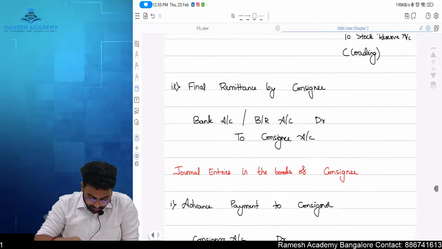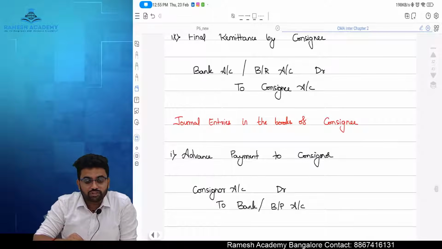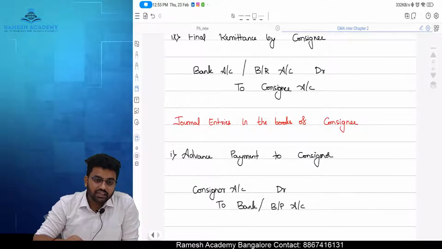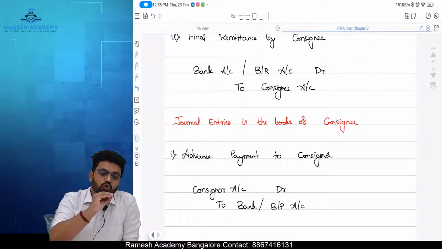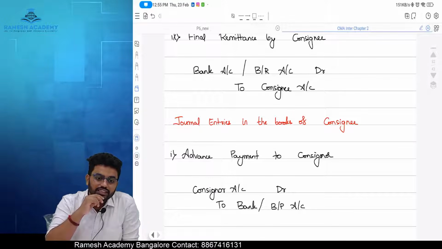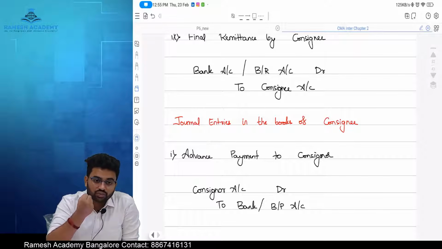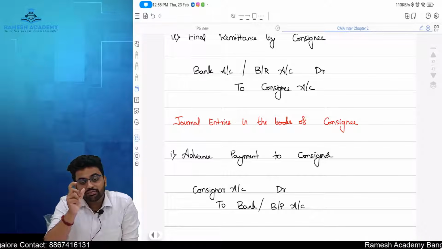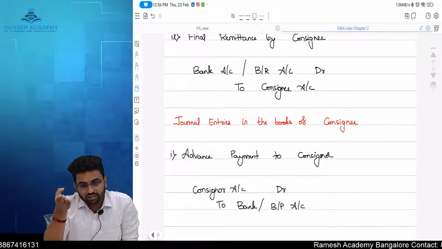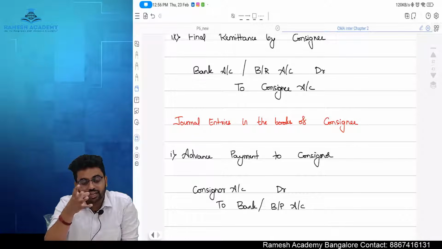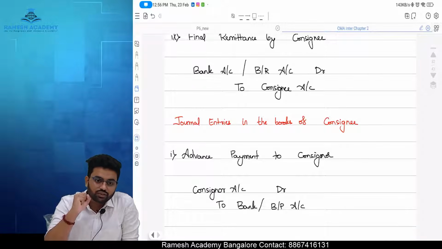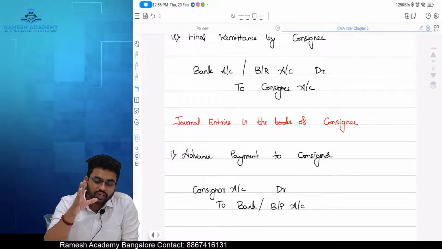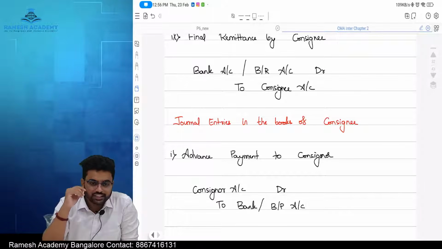To consignee account. Done. In the books of the consignee, what will be the entries, sir? When the goods are received from the consignor, no entry. Why? Because he is not purchasing it. He is just a holder of those goods. Of course, some consignees might prepare an account called consignment inward account, just the same as our consignor's consignment account, but usually consignees won't maintain it. So when the goods are received, no entry. For opening stock, no entry, because that stock is not the consignee's stock, it is the consignor's stock.